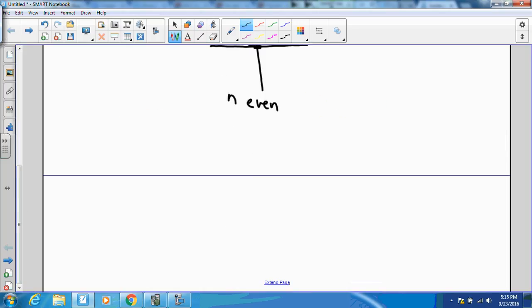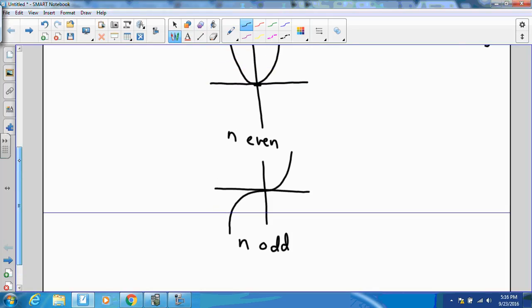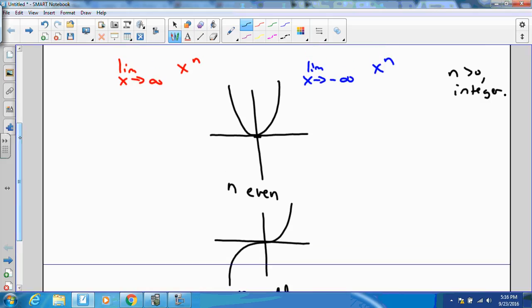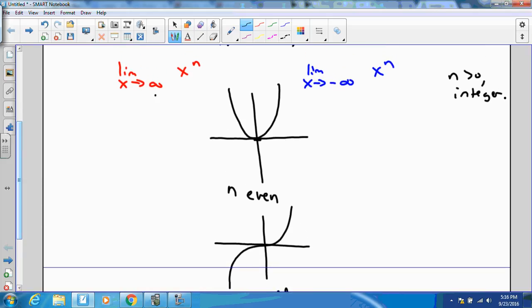For n odd, the graph has a characteristic shape like this. And again, the larger n is, the flatter it is at the origin, and the steeper it is. And so from these two graphs, we can actually read out values of limits at infinity and at negative infinity. Because as x goes to infinity, for both the even and the odd cases, these monomials escape out to positive infinity. So that no matter whether n is even or odd, we always get the same value for the limit as x goes to infinity of x to the n.